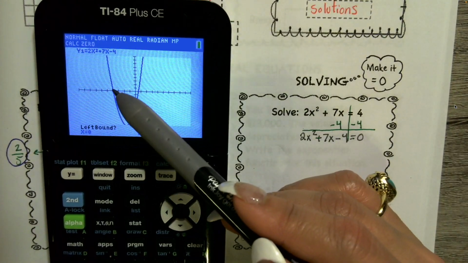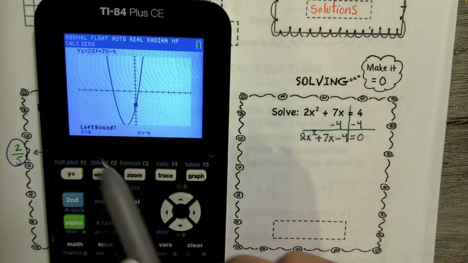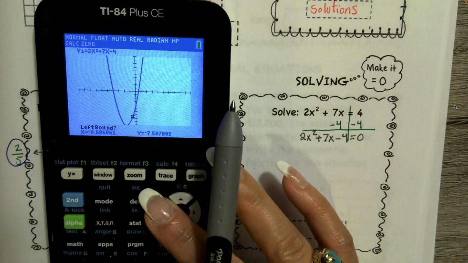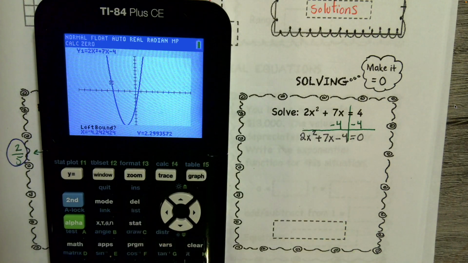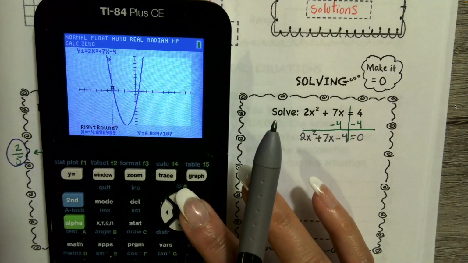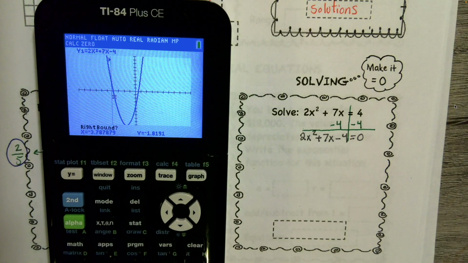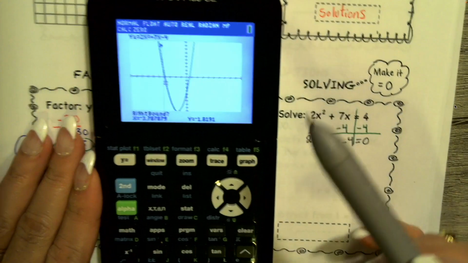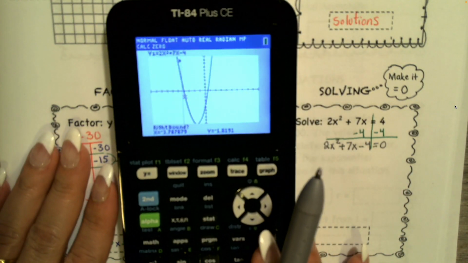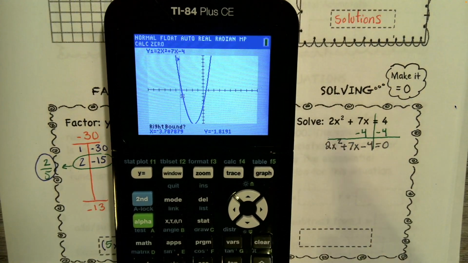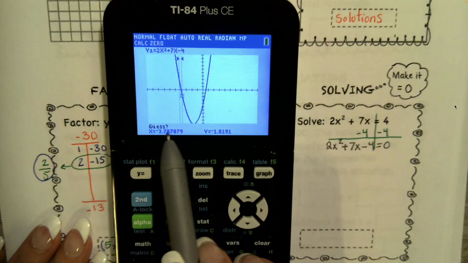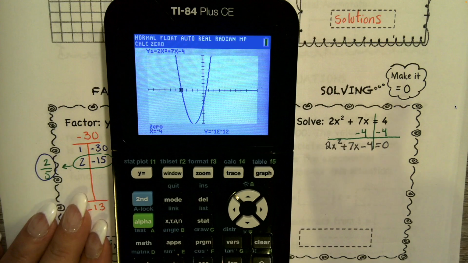So this one, I want to find this one. It says left bound. I'm going to move to the left side of that 0. There you go. Click enter. And then I move my point to the right side of that 0, right? Let me see if you can see it better. There you go. Now click enter. When it says guess, it means that you have to click enter again.